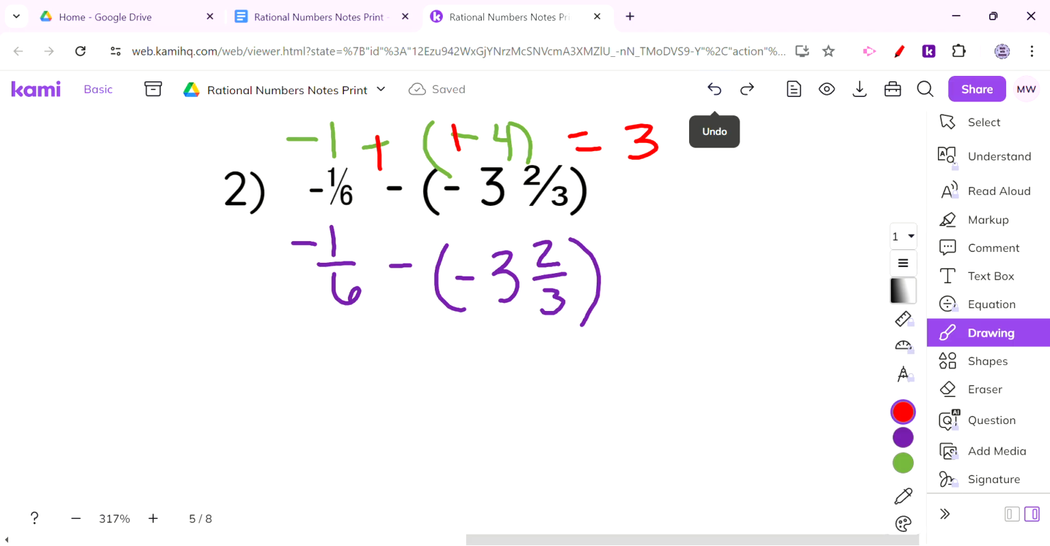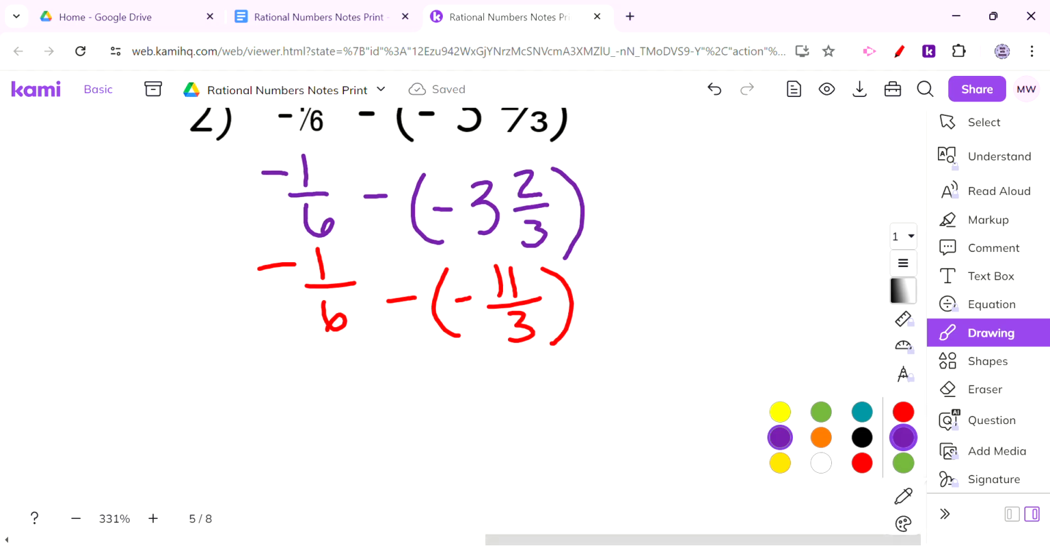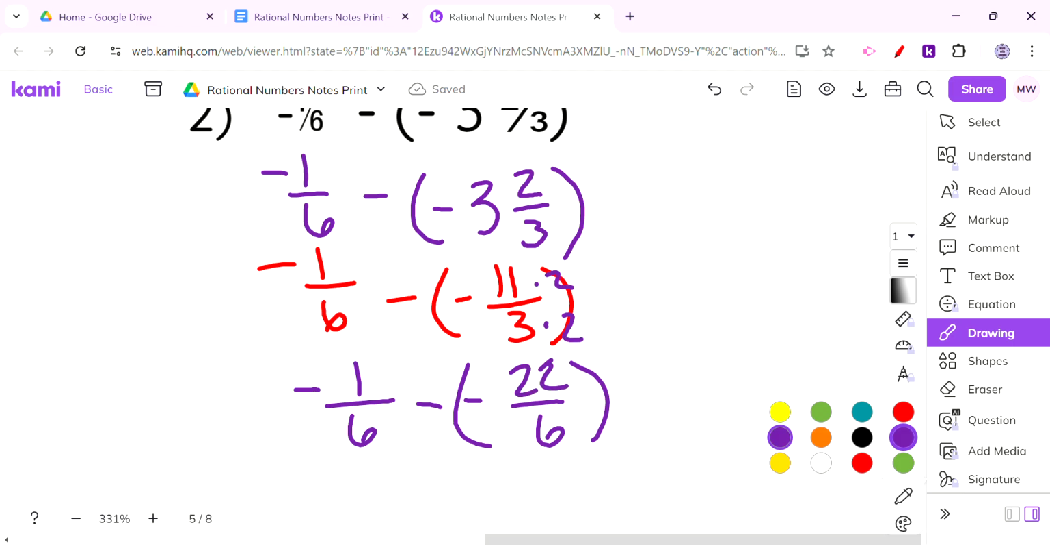Okay, we have here negative 1/6 minus negative 3 times 3 is 9 plus 2 is 11. Okay, next we're going to come up with our common denominator. So the common denominator between 6 and 3 is 6. So I have here negative 1/6 minus the negative. We're going to multiply each of these by 2, and you get 22/6. Okay, negative 1/6 minus negative 22/6.